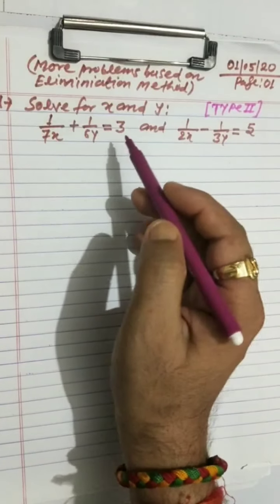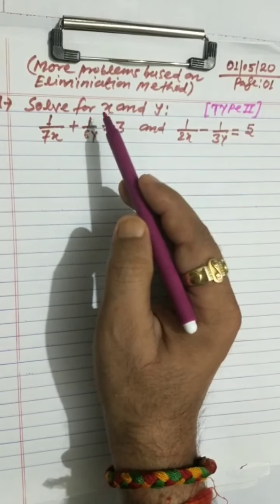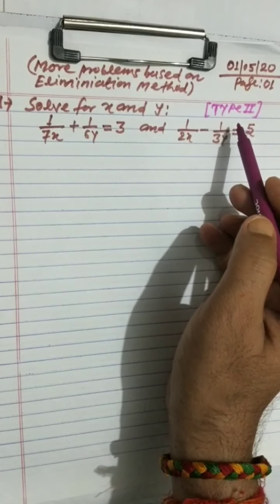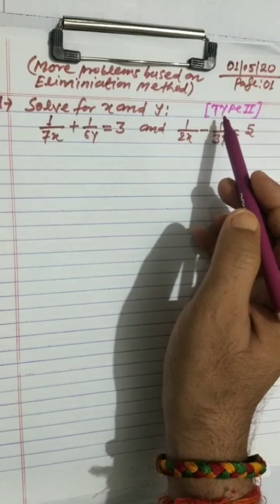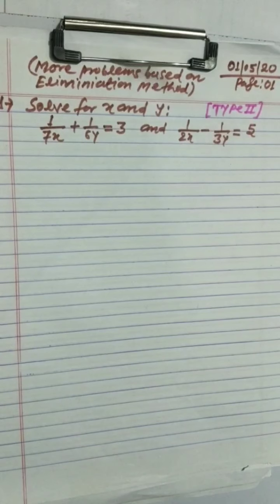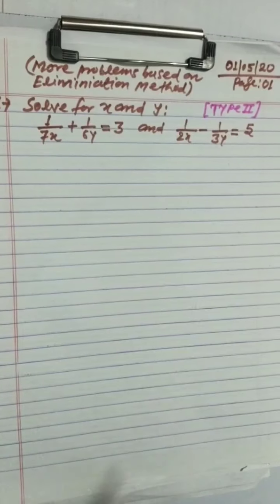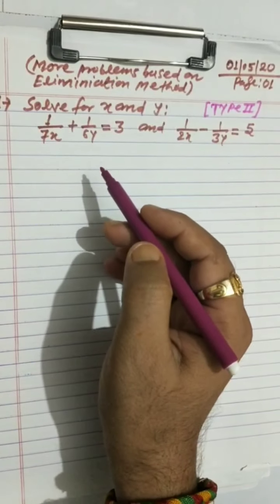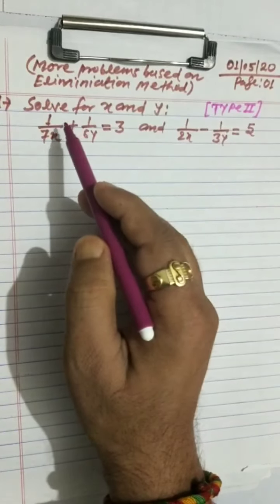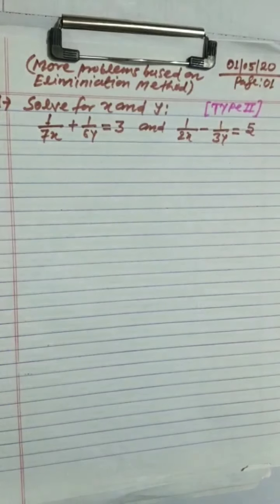Now let us see some more problems based on elimination method, and this is the problem of type 2. We have already solved the problems based on elimination method of type 1 in previous class. So now let us solve the second type of question, which is to be solved by elimination method.